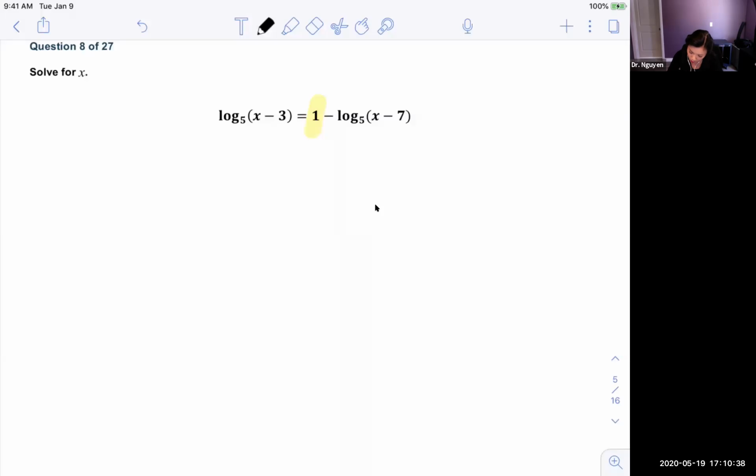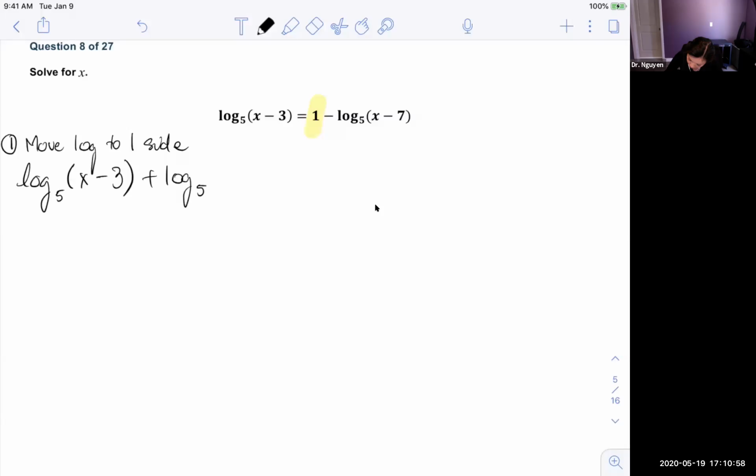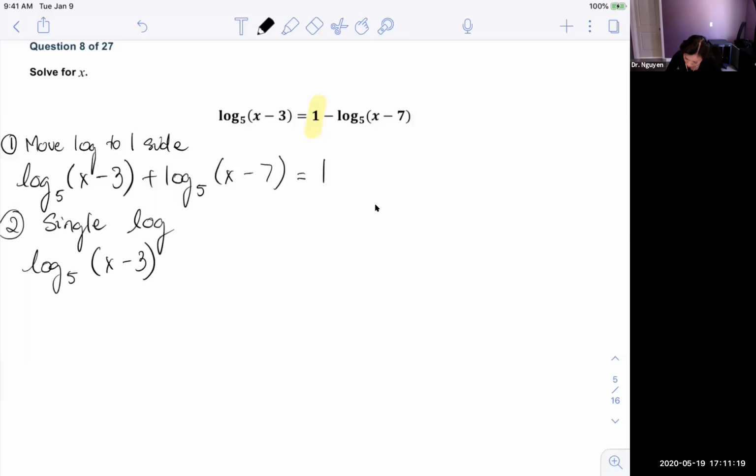First step for this one, you move all log to one side. So I have log(x minus 3) plus log(x minus 7) equals 1. Second, you combine it and make it into one single log. This is very important. So I can combine it. You see addition, so that turns into multiplication.